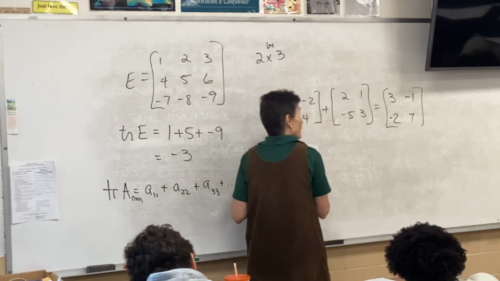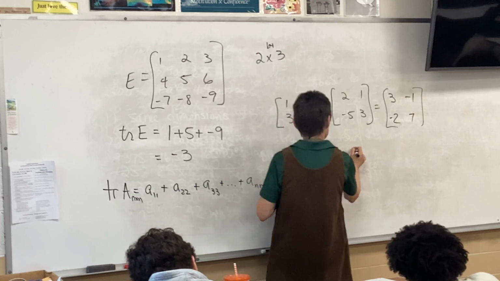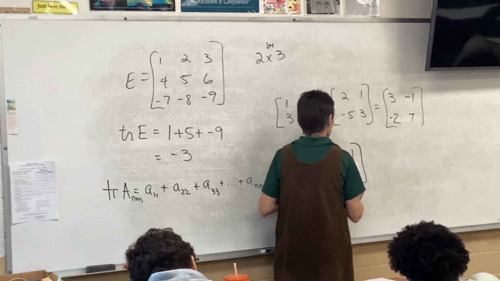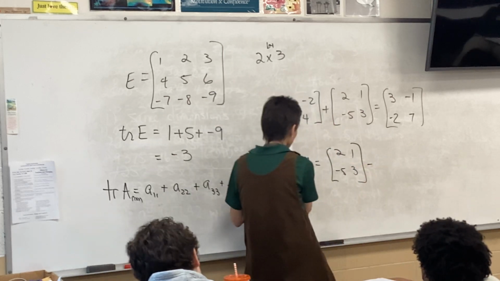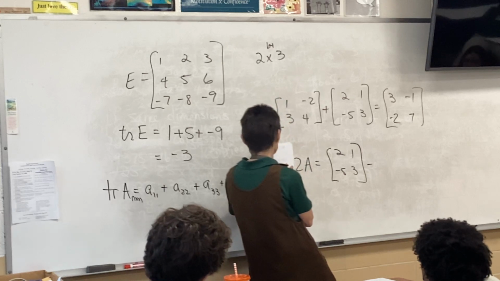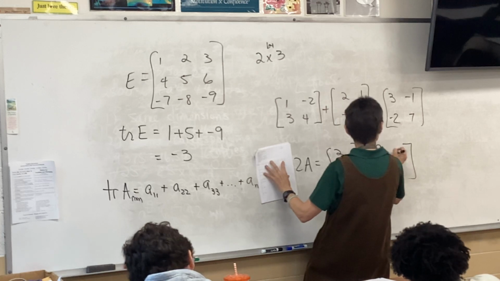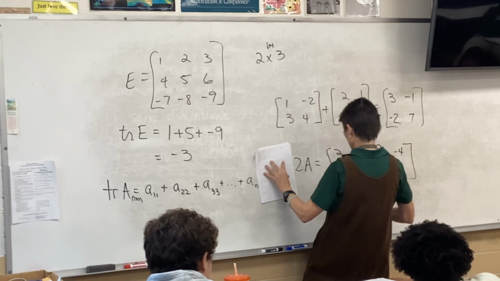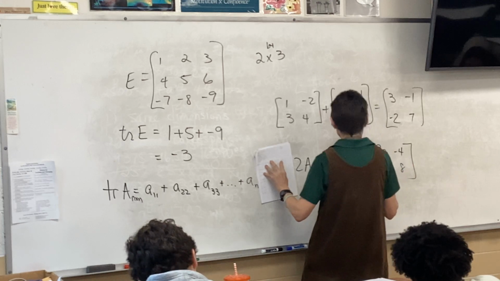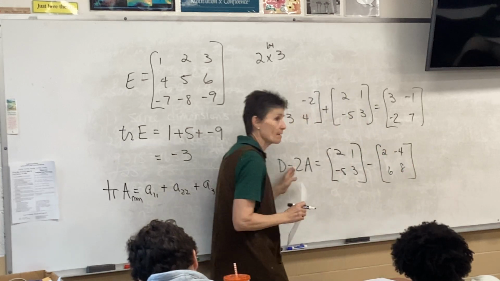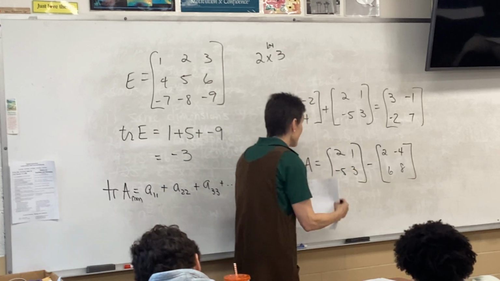D minus 2A. Last one today. D minus 2A. So D is 2, 1, negative 5, 3. Now, what do you think I'm going to do with minus? I'm going to leave the minus. What do you think I'm going to do about 2A? What do you think 2A is about? Yep, it's like distributive. So here we go. 2, negative 4, 6, 8. Now, I left the minus. I'm going to subtract these. So I multiplied by 2. Now I'm going to subtract.